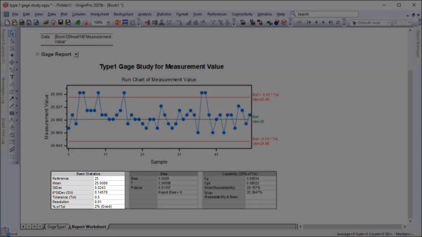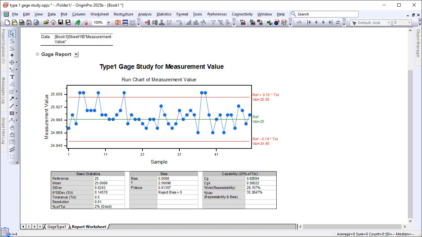The basic statistics table shows that the reference is 25. The mean of the 50 data points is 25.0088. The standard deviation of the 50 data points is 0.0243. Next is 6 times the standard deviation. We specified a study variation of 6 in the input window, and this displays 6 times SD.